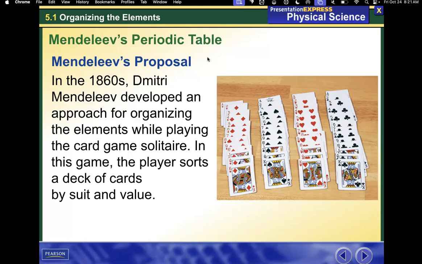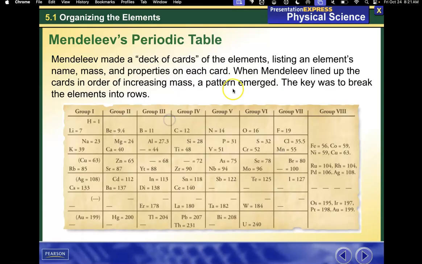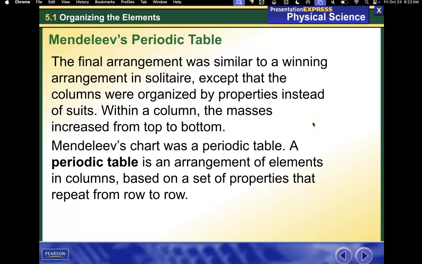Mendeleev's proposal. In the 1860s, Dmitri Mendeleev developed an approach for organizing the elements while playing the card game Solitaire. In this game, the player sorts a deck of cards by suit and value. Mendeleev made a deck of cards of the elements, listing an element's name, mass, and properties on each card. When Mendeleev lined up the cards in order of increasing mass, a pattern emerged. The key was to break the elements into rows. The final arrangement was similar to a winning arrangement in solitaire, except that the columns were organized by properties instead of suits. Within a column, the mass increased from top to bottom. Mendeleev's chart was a periodic table.